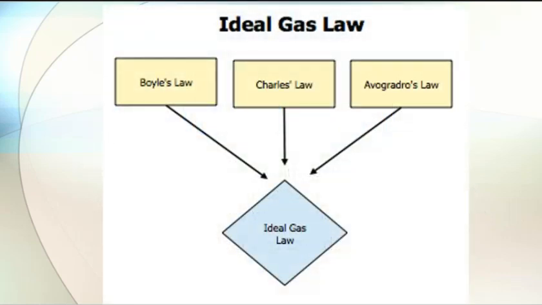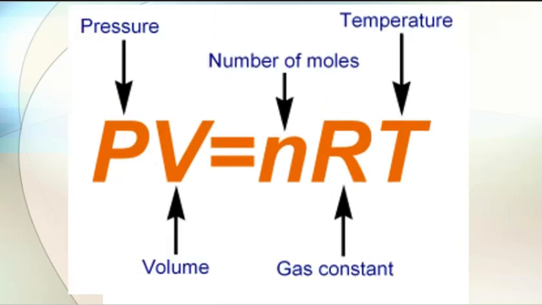So, we have Boyle's law, we have Charles' law, and we have Gay-Lussac's law, which we've talked about previously. All of these play into this to make the ideal gas law. Avogadro's law was really just restated in each one of those laws. This is probably the most important math equation you need for this module. PV equals nRT.